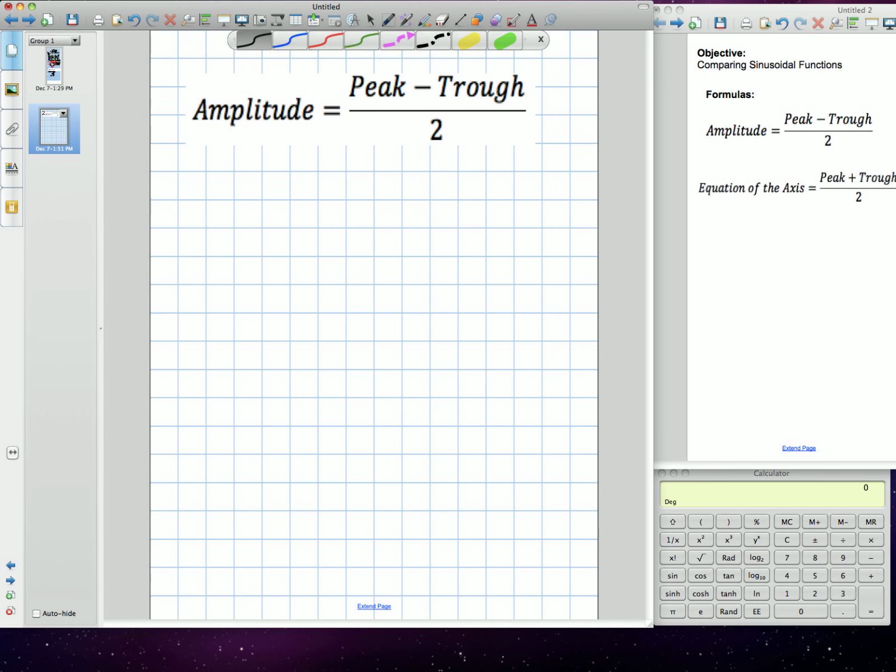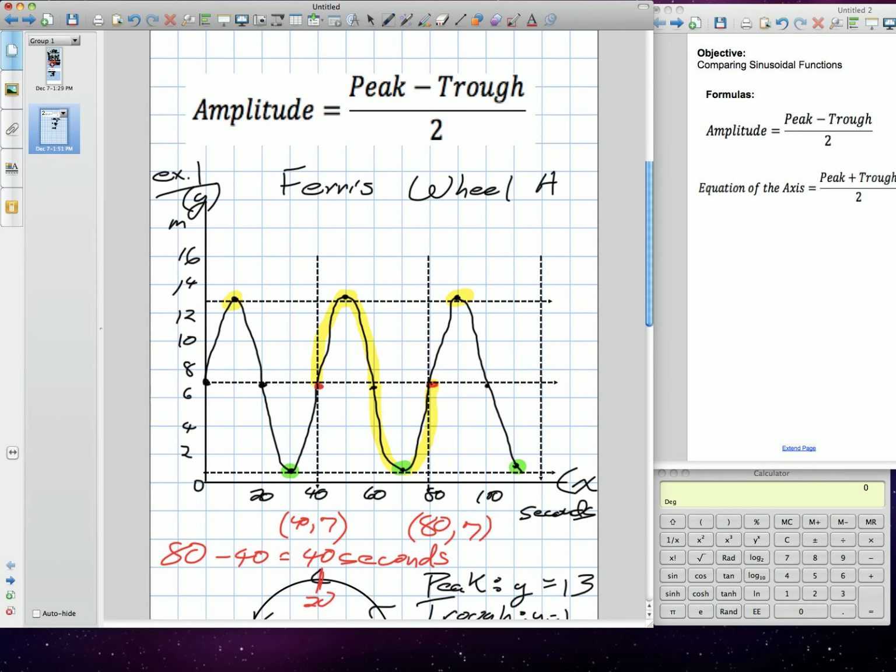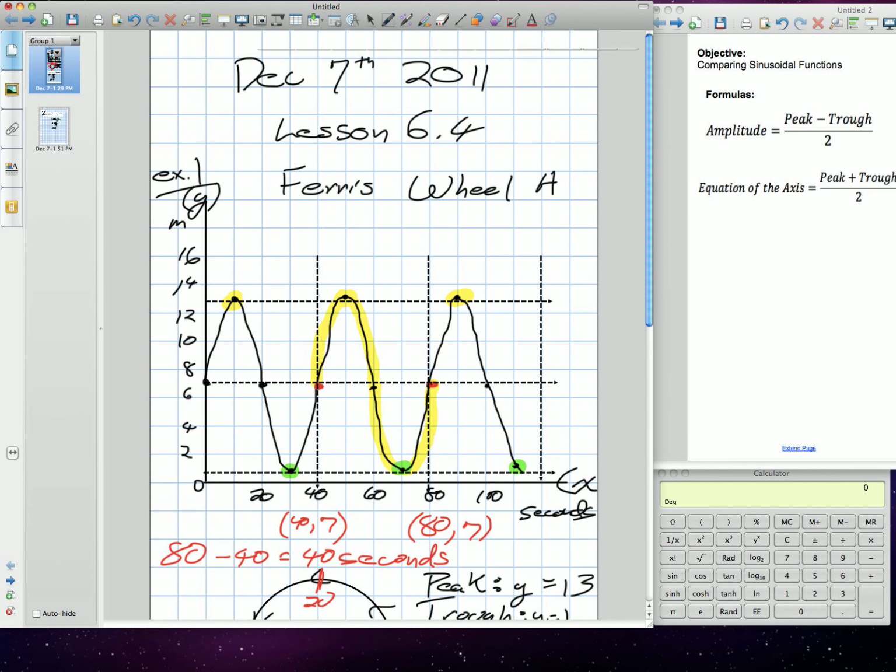Okay, so in order to find the amplitude, it's a very similar equation. But the important part here is we are subtracting when finding the amplitude. We're not adding. So our peak from the other page was 13, and our trough was 1. We're dividing by 2, which is going to give us 12 divided by 2. Oops. 6. Okay? Now, what that means is that's the distance from the middle, or the equation of the axis, to the highest and lowest point. So we go up 6 and we go down 6.